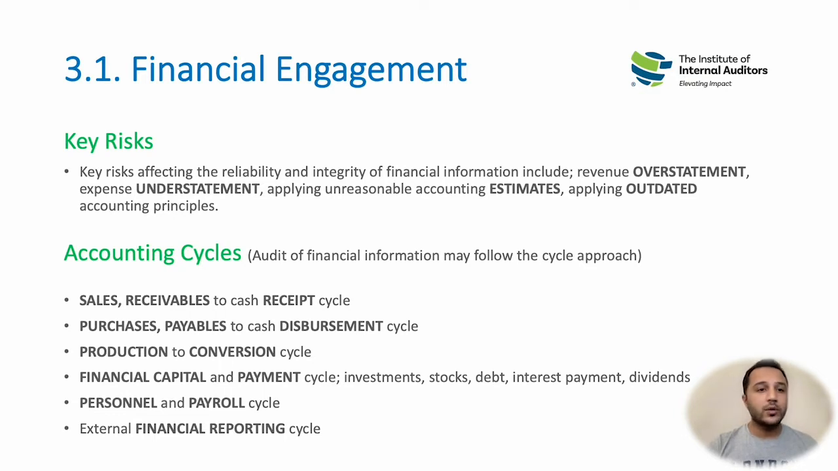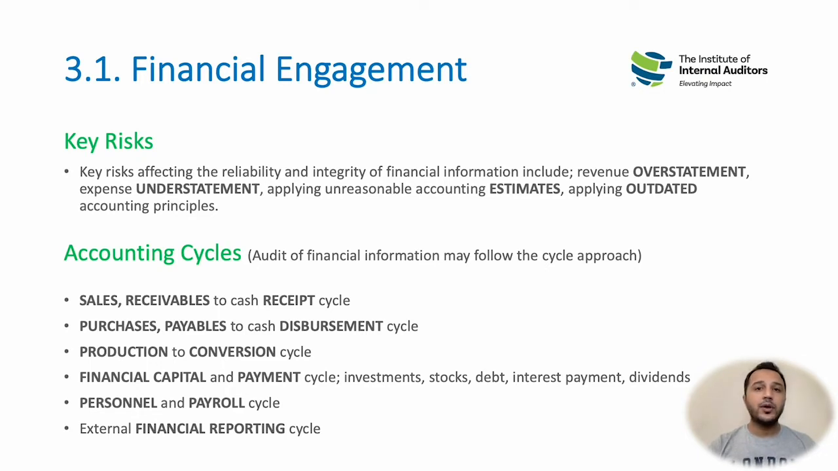So one cycle could be sales receivable to cash receipts. Basically, when you make a sale, you start the process from there, then till the time you book the receivables, and later when you receive the cash from the customer. So you will look at the entire cycle and all the key activities that are involved, and how the accounting and recording has happened, and whether it is as per IFRS or not. So this is one cycle that could be audited by the internal auditor. There could be others, such as purchases, payables, and disbursements.